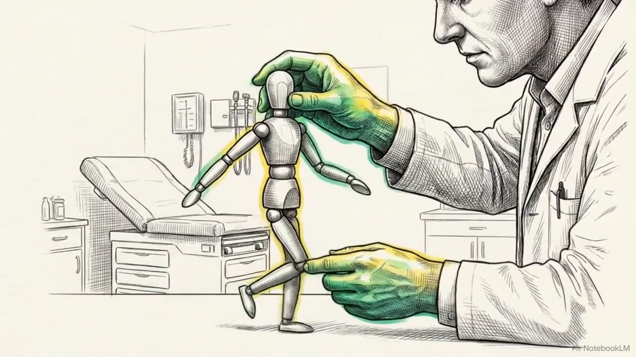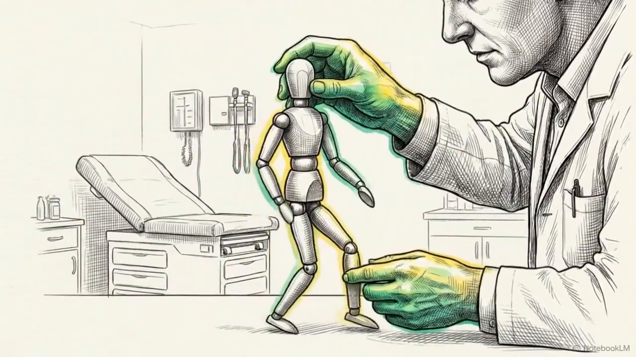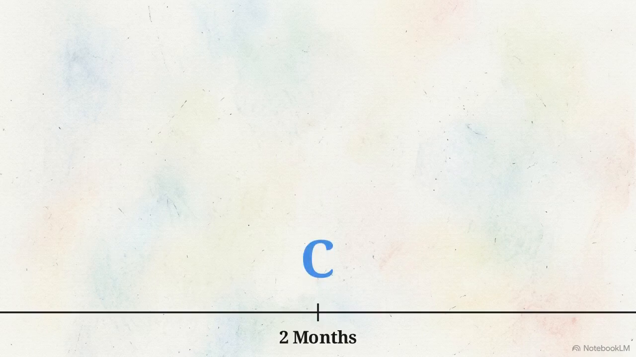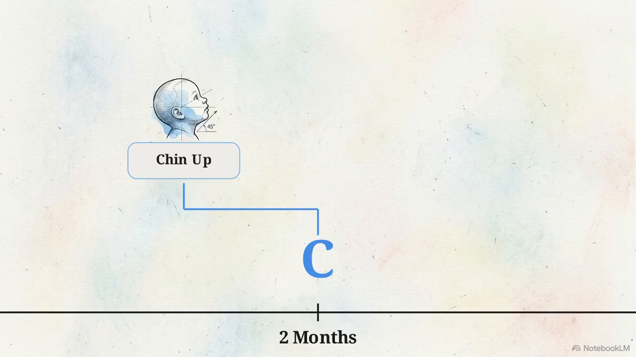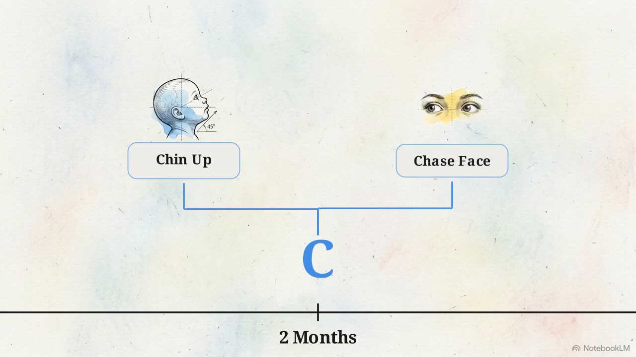To navigate this phase, we use a series of simple phonetic anchors. At the 2-month marker, we apply the 2C rule. The first C represents chin up, marking the acquisition of early cervical motor control. The second C represents chase face. This links the onset of visual tracking with the emergence of the social smile.